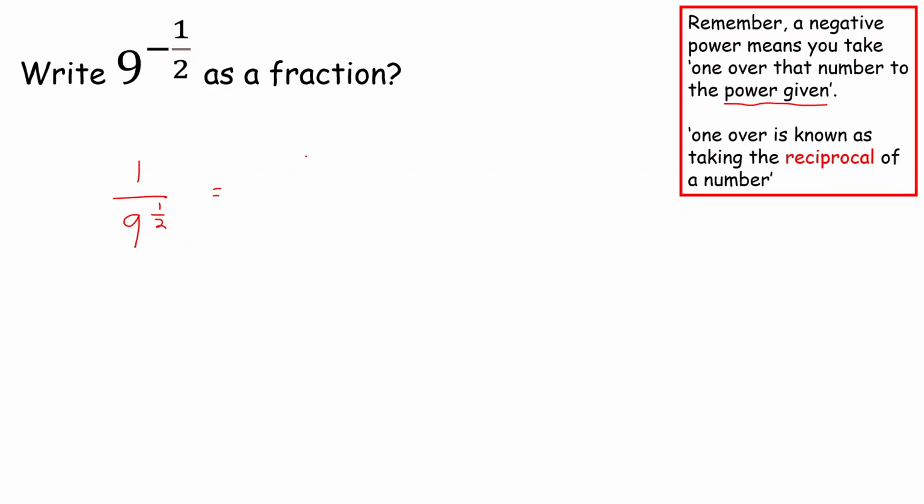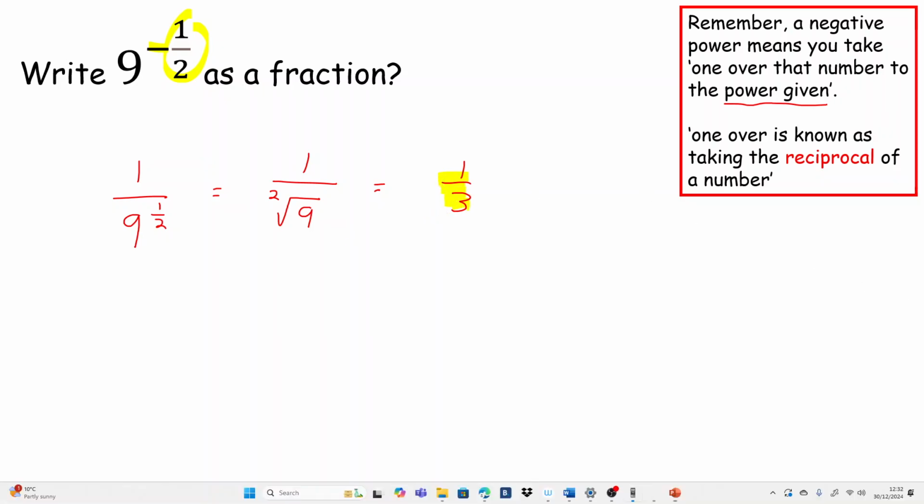A fractional power of 1 over 2 means you're rooting your number, which is 9, and the root that you take is the denominator of that fraction, which is the square root of 9. Now the square root of 9 could be plus or minus 3, but we just take the positive numbers with GCSE at this stage, with this topic. So 1 over 3 is simply your answer. It's just combining what you know with negative powers and with fractional powers, and we get 1 over 3 as the answer.